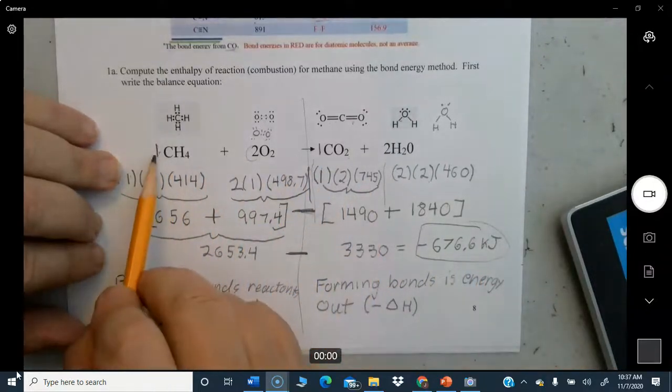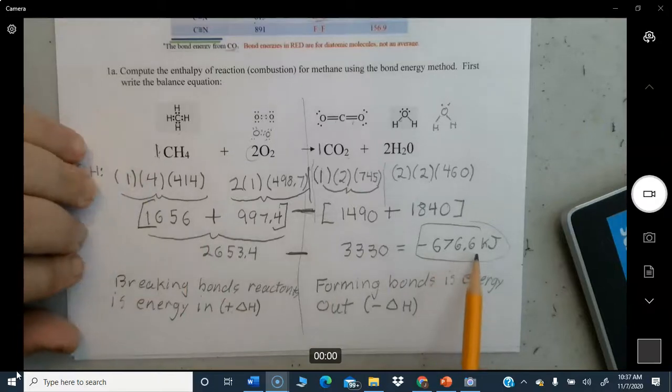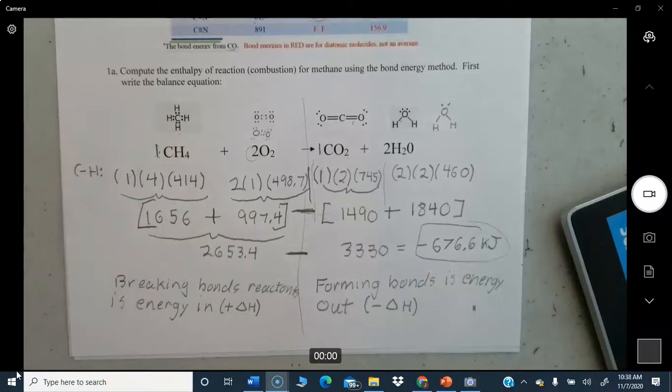And since it's 1 mole, you can say that 676.6 kilojoules of energy are given off when you react 1 mole of methane there. Okay?